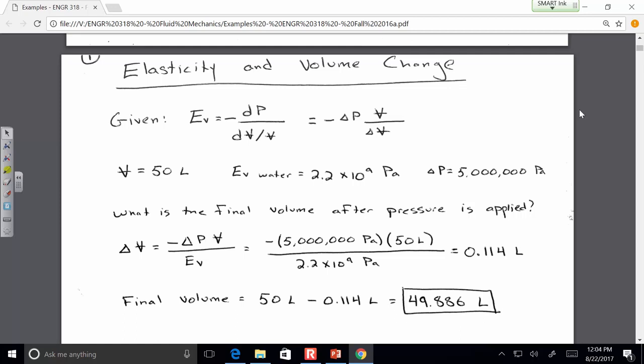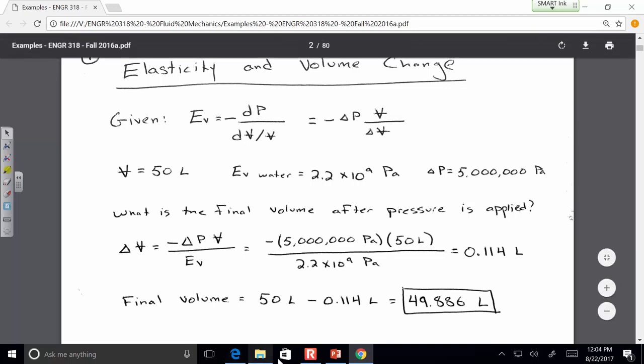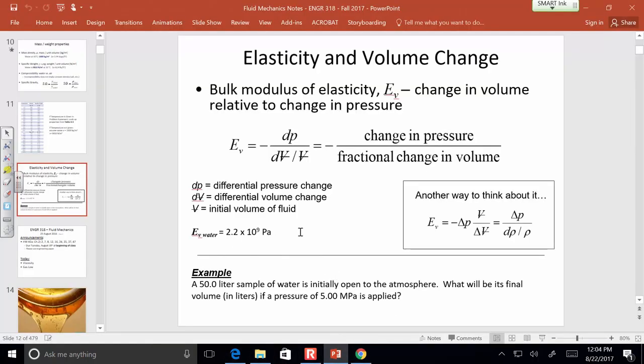All right, so what we do here is, first of all, our governing equation is this relationship between elasticity, change in pressure, and unit change in volume. So that's our governing equation that's given. We're given the initial volume of the sample, the fluid property that we need, and the pressure that's applied. And in the problem statement, it was using megapascals. You have to know the interpretation of that is 5 times 10 to the 6th.